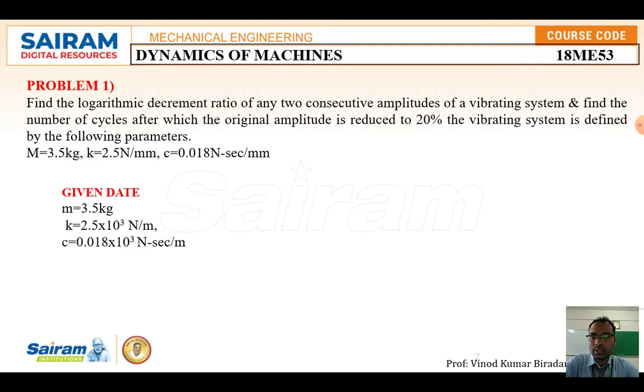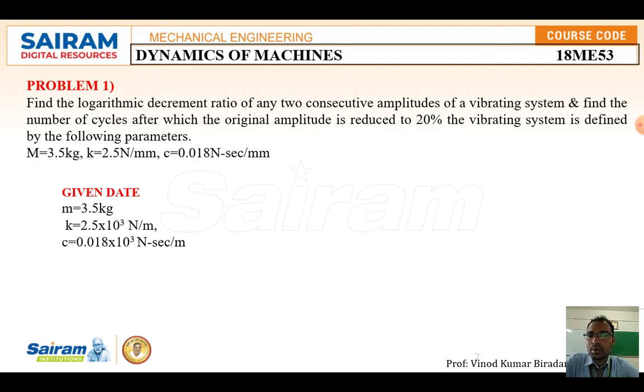The question is given like this, and it is a very important question. Find the logarithmic decrement, the ratio of any two consecutive amplitudes of a vibrating system. Find the number of cycles after which the original amplitude is reduced to 20% of the vibrating system, which is defined by the following parameters.